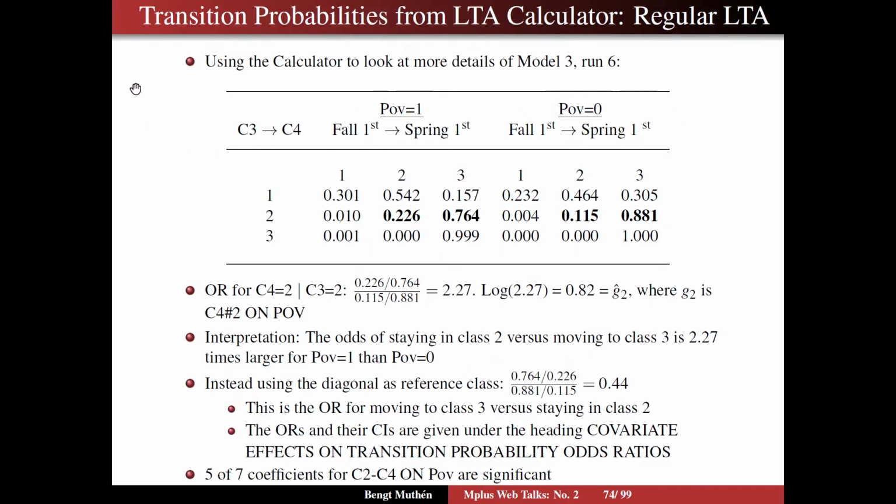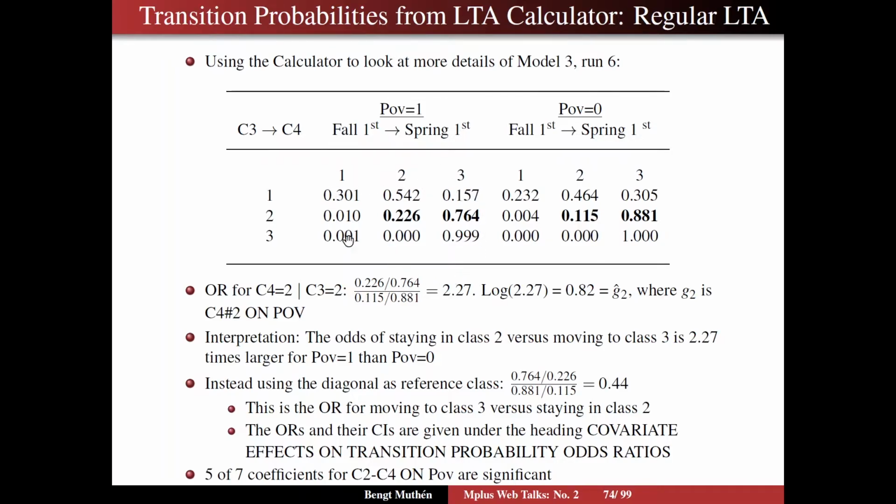Here's an interesting slide, 74. Transition probabilities obtained from the LTA calculator. Here's the case for regular LTA first, and then we're going to take a look at the RI-LTA. So this is model 3, run 6 that we talked about earlier. You consider poverty equals 1, poverty equals 0, and the transitioning is from C3 to C4, that is from fall of first to spring of first. So the last two time points.